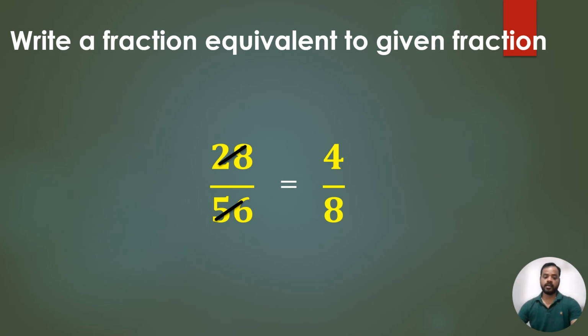I am showing it. See, 28 by 56. So you can also cut it by 2. 2 ones are 2, 2 fours are 8, 2 twos are 4, 2 eights are 16. So 14 by 28 is another equivalent fraction. You can also multiply by the same number.